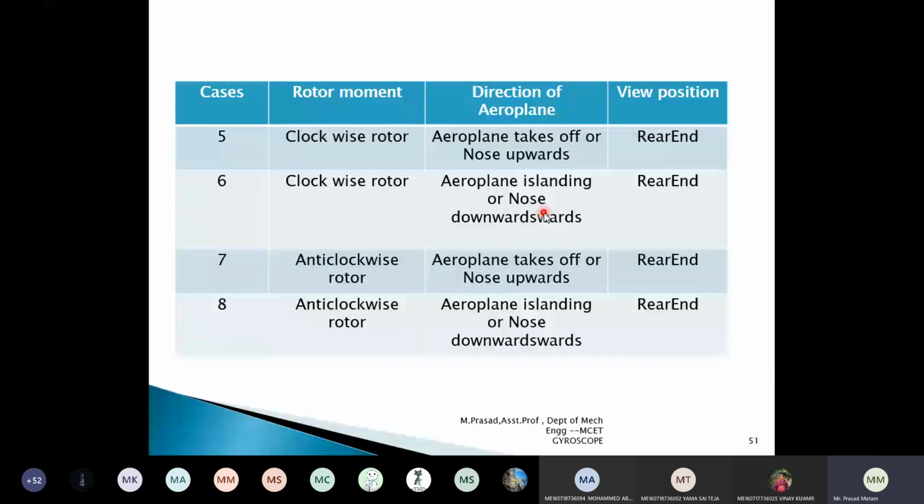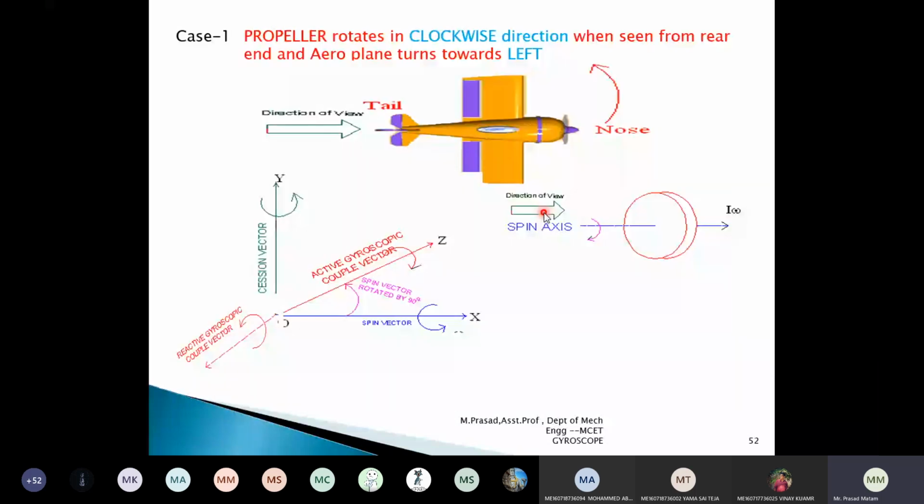You can see the case 1. Propeller rotates in clockwise. So this is the propeller of the aeroplane. Now this is rotating clockwise. When the propeller is rotating, let me explain the components of the aeroplane. The front portion of the aeroplane we call the nose, and back portion we call the tail. Terminology is there. If you see for the ship, what is the front portion? Front portion we call the bow. Back portion we call the stern or aft. Like that, similarly, for aeroplane, the front portion we call the nose, and back portion we call the tail.